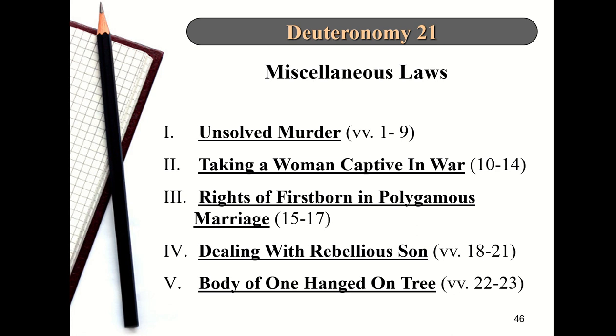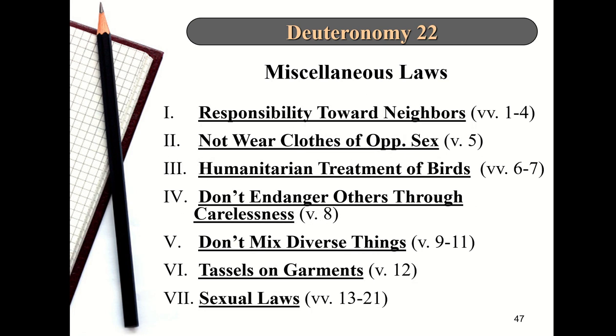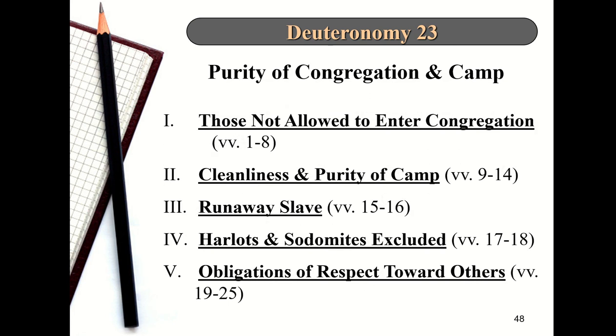We won't go through every one, but how do you deal with unsolved murder, about taking a woman captive, the rights of the firstborn in a polygamous marriage. Chapter 22 continues that. Don't mix diverse things, like in 9 through 11, the tassels on the garments, various sexual laws. Back in verses 1 to 4, responsibility toward neighbors.